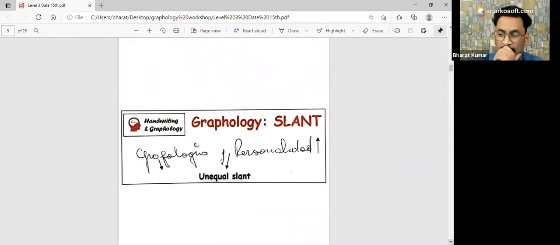Now you are talking about the slant. So how to identify slant? Look here. This is an example of handwriting. Check one thing. All alphabets are having different directions. Okay, I will explain in Hindi also. Let me explain this one, then I will recall the things in Hindi.